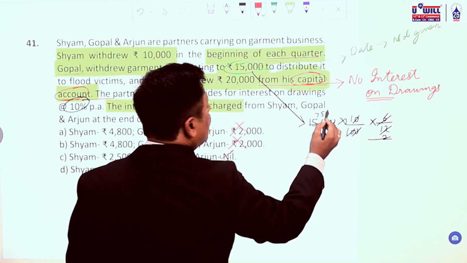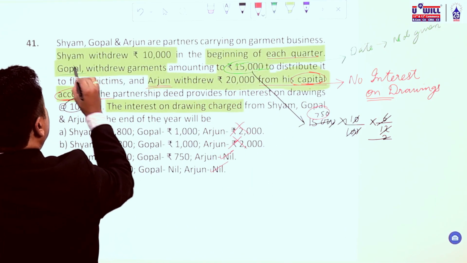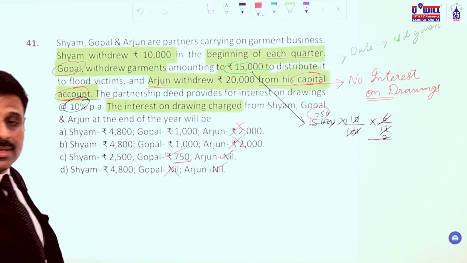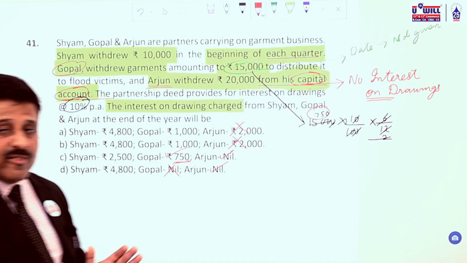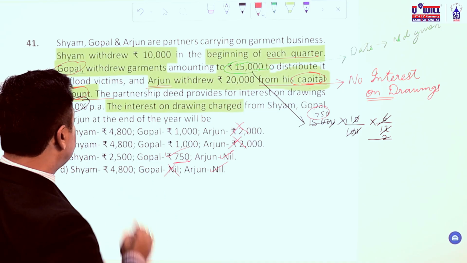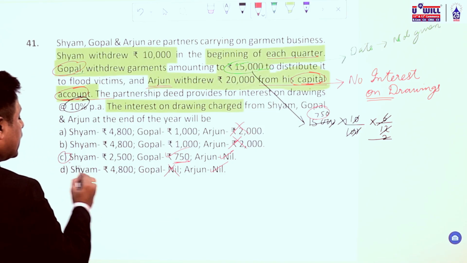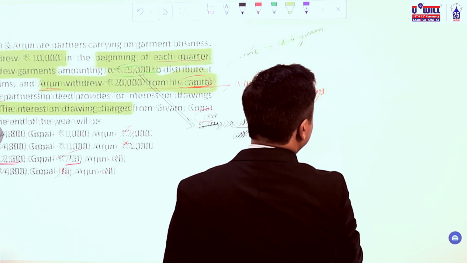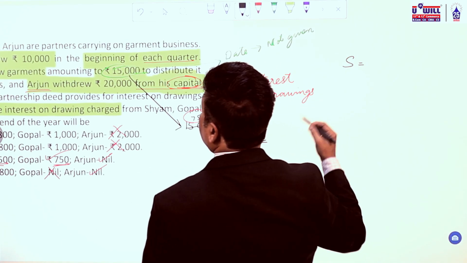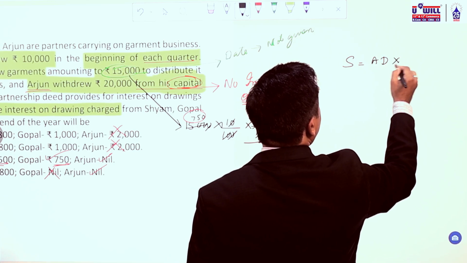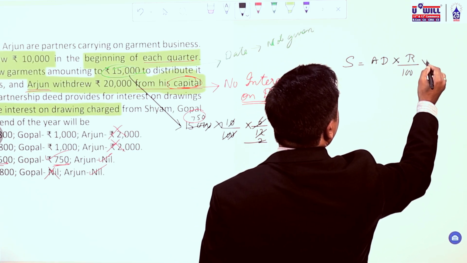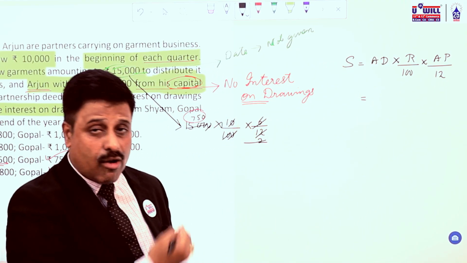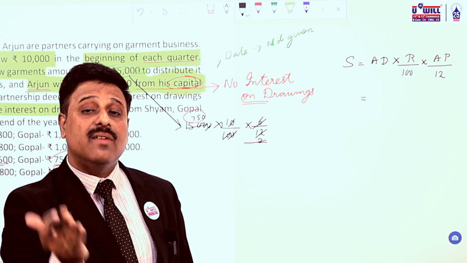So we now know that Gopal's interest is 750. Gopal nil is not possible. Concluded. Even if you don't waste time in exams calculating Shyam's interest, we know that option C is the correct answer. Anyway, here let's prove it. How do you calculate interest for Shyam? Annual drawings into rate of interest upon 100 into average period divided by 12. In exams, you need not do this calculation. We already got the correct answer. We are just re-verifying and confirming that the answer is correct.